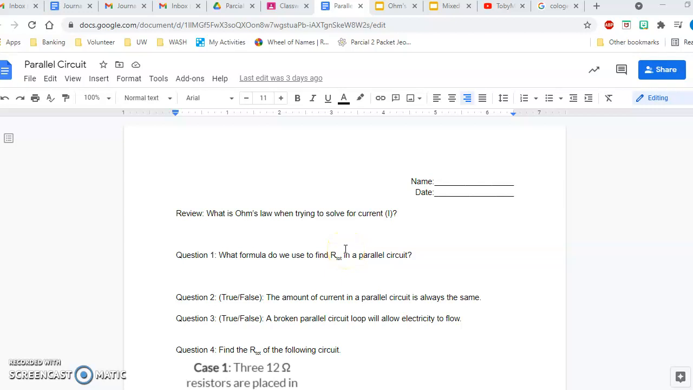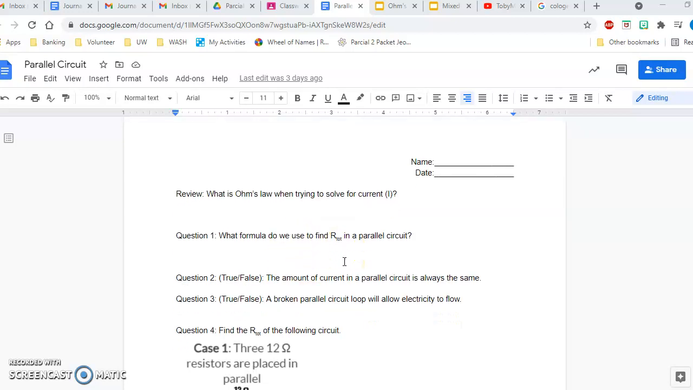Today what I have planned for us is a lot like our series worksheet but with parallels now. So we learned we have two different types of circuits, our series and our parallel. We've done our series and now we're going to practice some parallel.